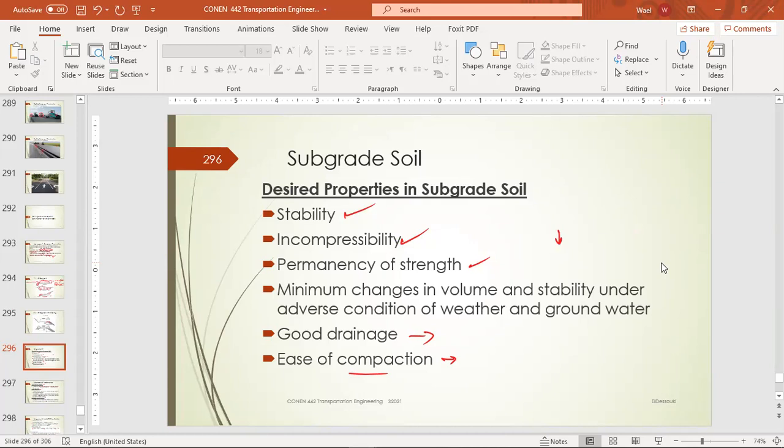Different types of soils. Minimum change in volume and stability under adverse conditions of weather and groundwater, as I mentioned before. Good drainage. One of the good soils for drainage is sand. But clay is poor in drainage. Okay, ease of compaction. Again, sand, crushed stones, and the like are easy to compact. But clay and silt are difficult to compact.